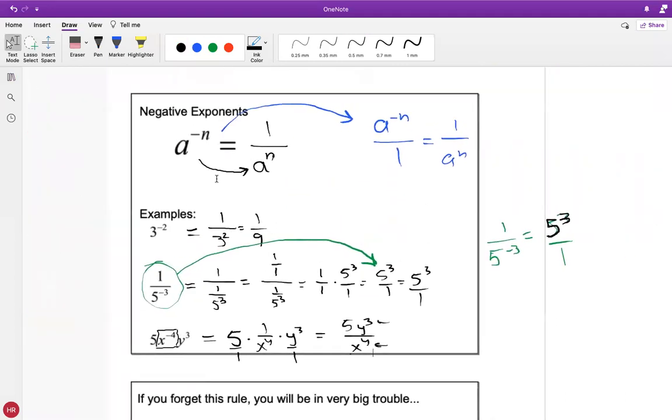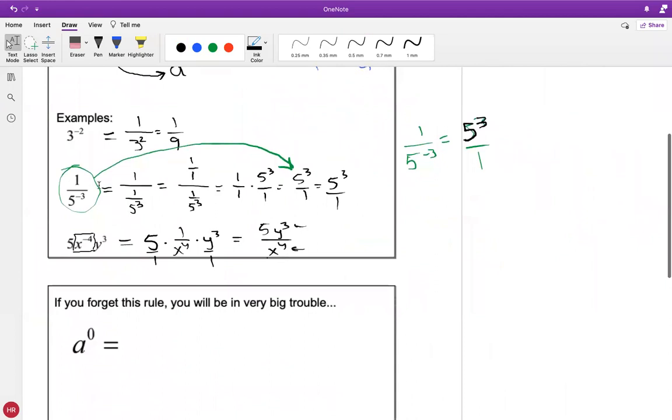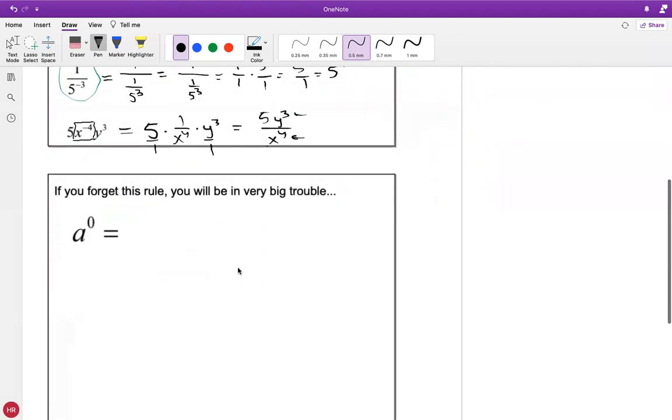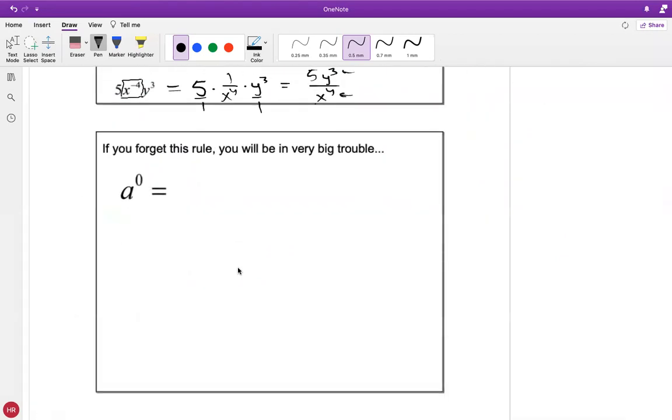It just tends to make the calculations a lot easier. I don't want to have to go through all these steps every time to just get 5 to the third. I want to be able to say to myself, 1 over 5 to the negative 3 is just 5 to the positive 3. This is a pretty straightforward rule.